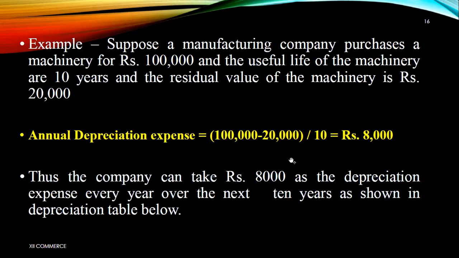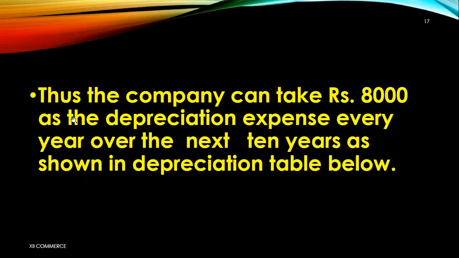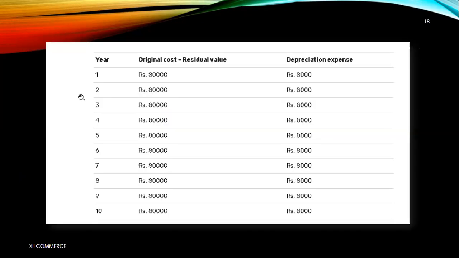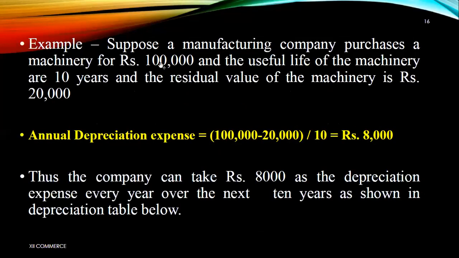Yes, I proceed. Thus, the company can take rupees 8,000 as the depreciation expense every year over the next 10 years, as it is the straight line method of depreciation. So depreciation will be the same for the number of years. You can see that we have years 1, 2, 3, 4, and then 10, but the depreciation will be the same. You can see the total cost minus salvage value: 100,000 minus 20,000, your answer is 80,000.